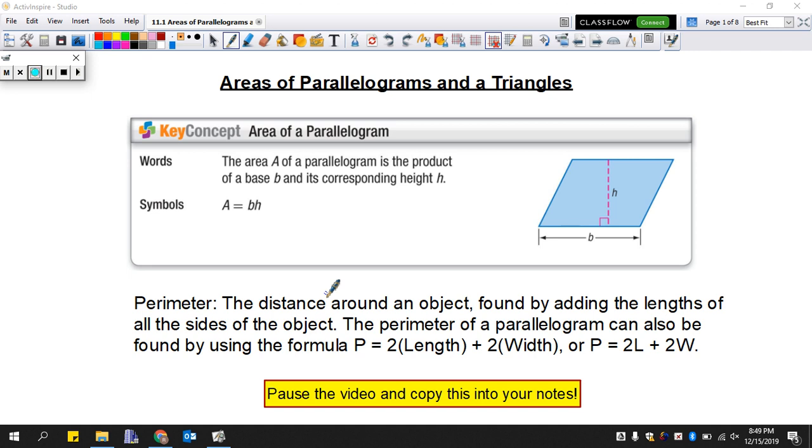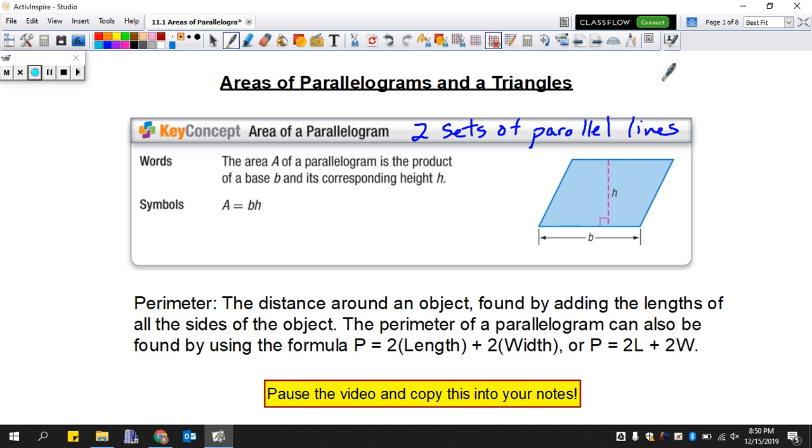In this lesson, we're going to learn how to find the areas and perimeters of parallelograms and triangles. The first one that we're going to learn about is the area of a parallelogram. Remember, a parallelogram is an object that has two sets of parallel lines.